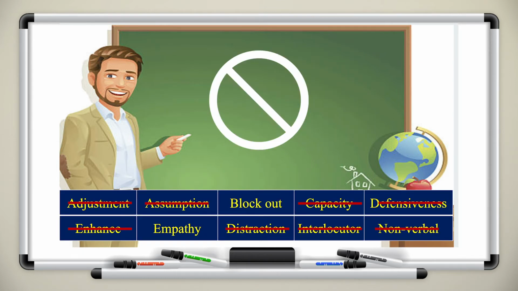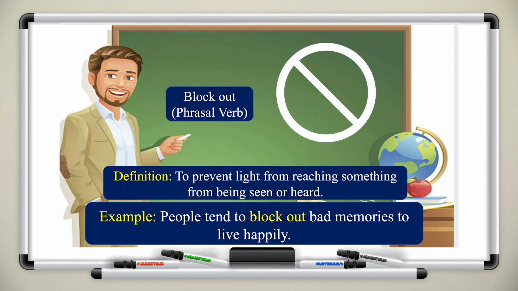I guess this picture really describes itself. You can immediately tell this picture refers to the word blackout. To prevent light from reaching something, from being seen or heard. Here's an example. People tend to block out bad memories to live happily.